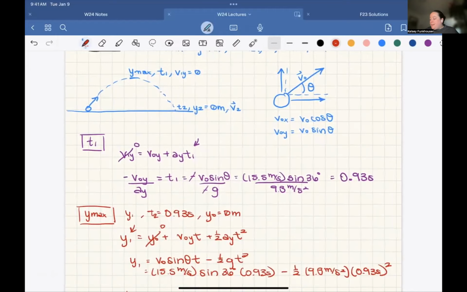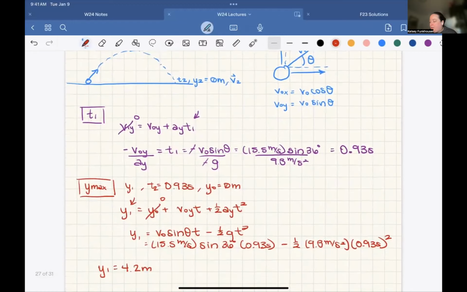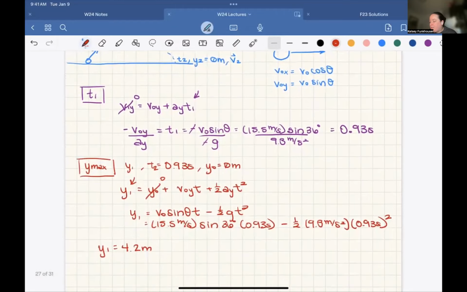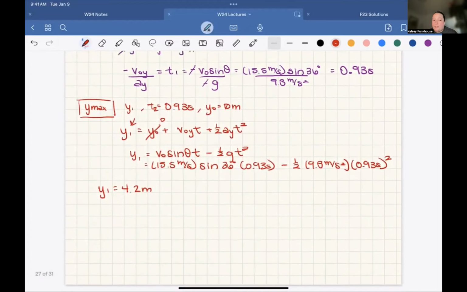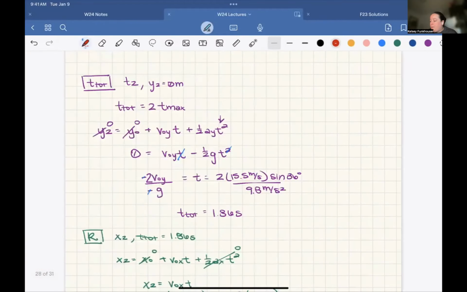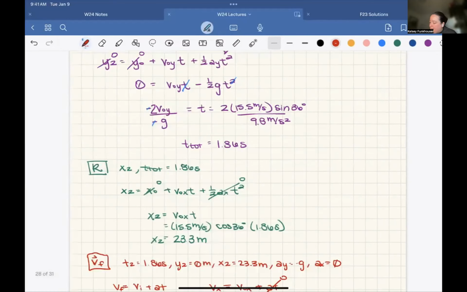To find the time to maximum height, we had to remember that at the maximum height in the trajectory, the y velocity is 0. So we set that y velocity equal to 0 and solved for time and got 0.93 seconds. Now that we had the time, we were able to use the long kinematics equation and solve for the maximum height at that time, which is 4.2 meters. And then we found the total time, which is actually just 2 times the time at the maximum height. But we also solved for it, and we got 1.86 seconds.